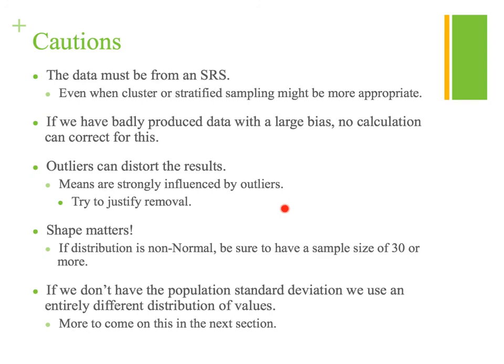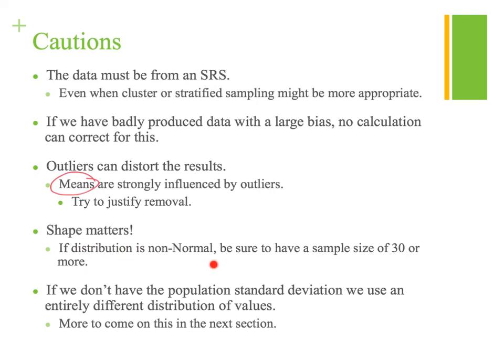Outliers can really distort the results. Remember that right now we're focusing on means, and since means are strongly influenced by outliers, it's not good if we look at a data set and we have some outliers present. I also want you to be aware that even if outliers aren't present, the shape of the distribution does matter, so strong skewness is also something we want to be leery of.